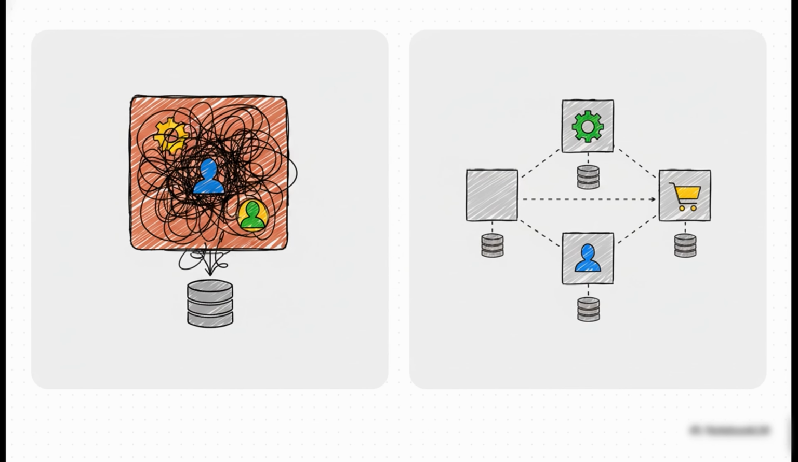But on the right, that's the world of microservices. The app is now a collection of small, independent services. The service that handles payments doesn't need to know or care how the inventory service works. They're loosely coupled. They just talk to each other.